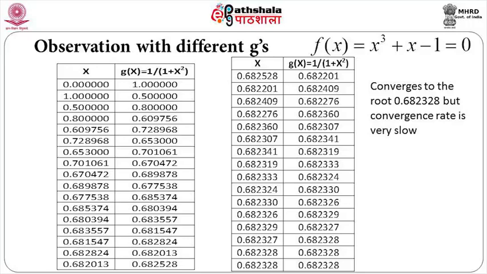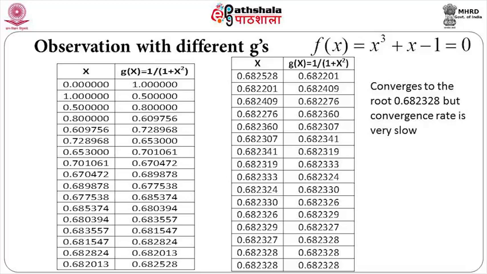So, 1 upon 1 plus 0.5 square, that is 0.25. So, 1 upon 1.25 becomes 0.8, and then 0.8 becomes the input, 1 upon 1 plus 0.8 square. So, that becomes 0.6097756. So, here the sequence of approximations slowly and slowly, if you look at the table, is converging, becoming steady at 0.68, then 0.682, ultimately 0.682328. So, here it has converged.